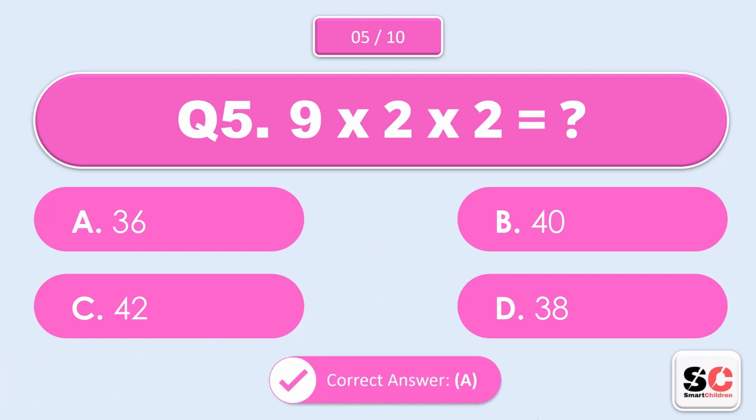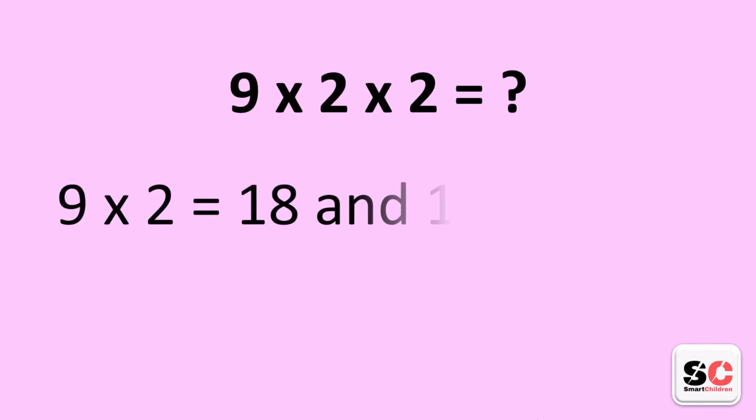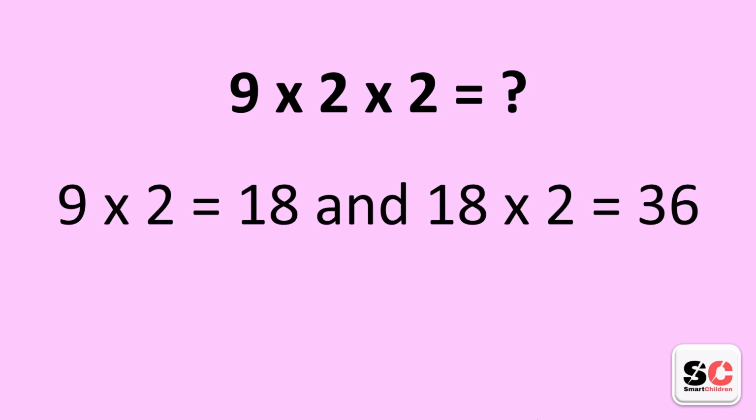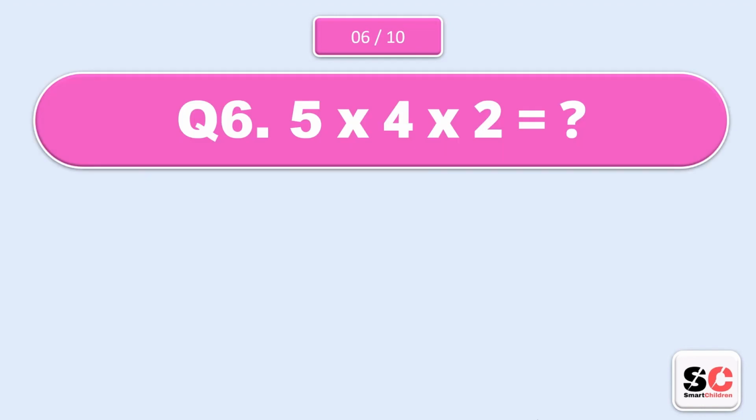36. 9 multiplied by 2 is equal to 18 and 18 multiplied by 2 is equal to 36. Therefore, 9 multiplied by 2 multiplied by 2 is equal to 36. 5 multiplied by 4 multiplied by 2 is equal to?